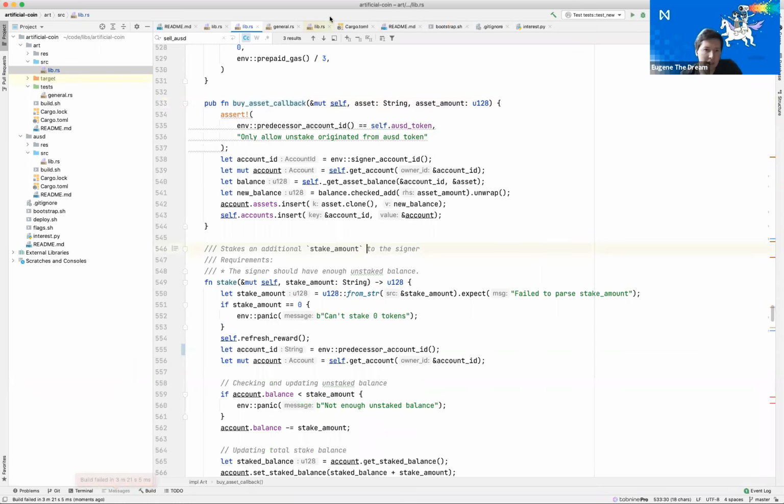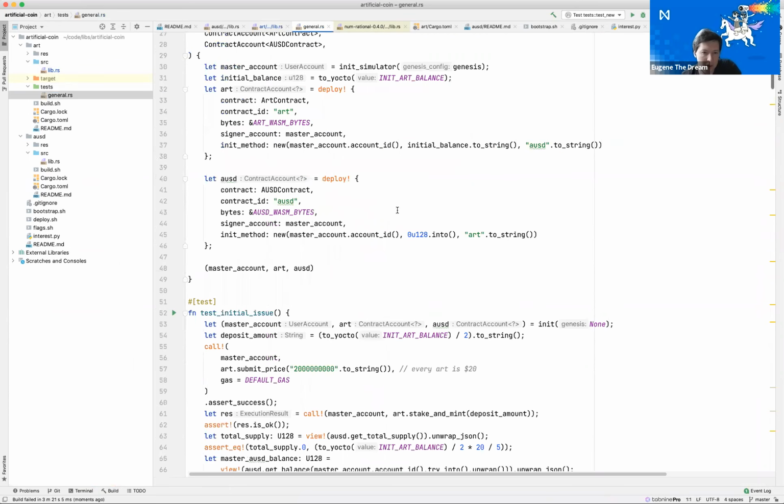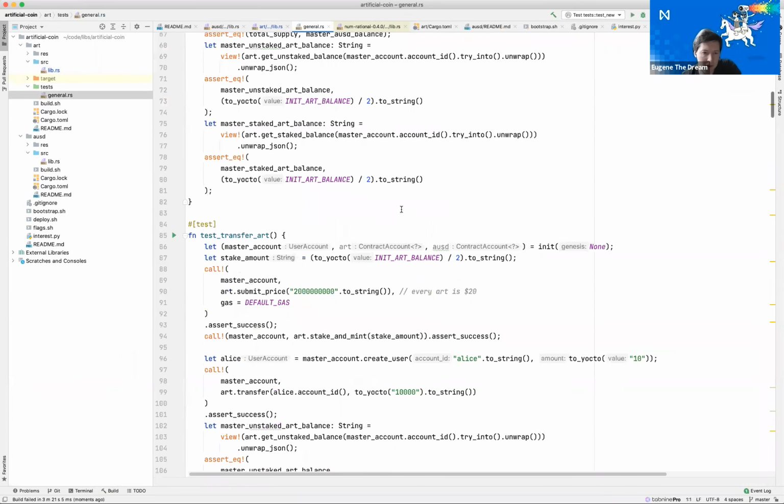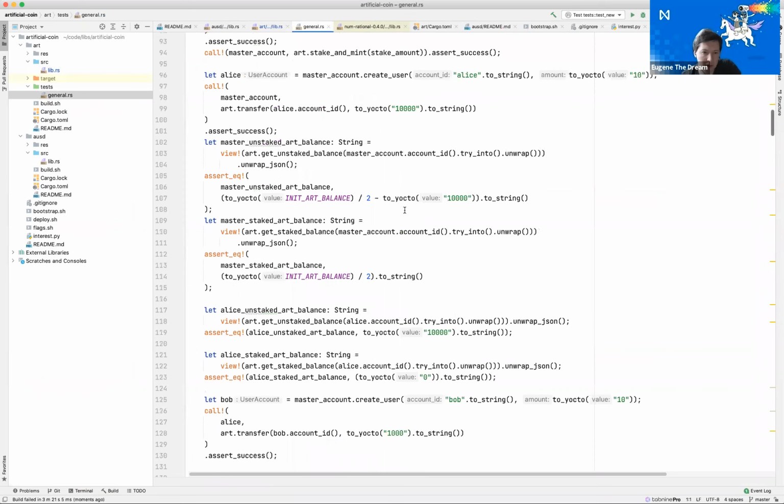All right, so that's it. I'm not gonna run the simulation completely. So there are simulation tests, which is kind of cool.